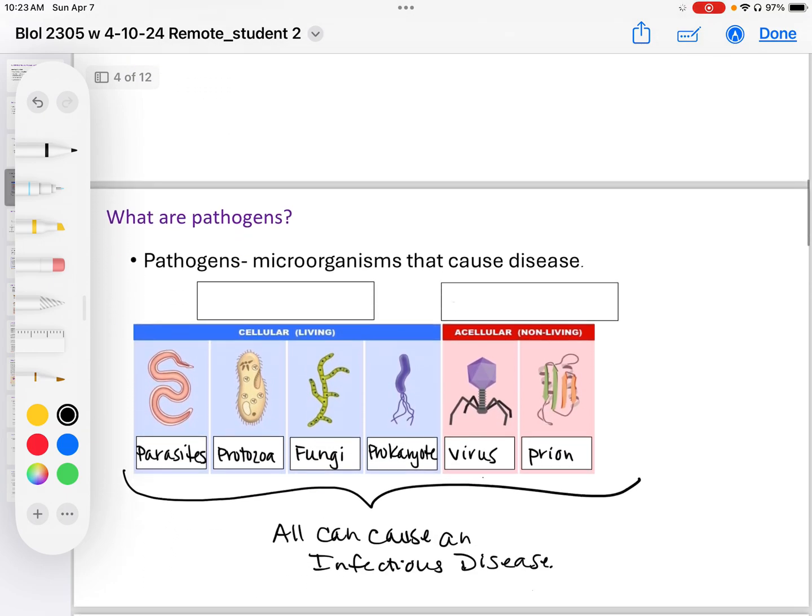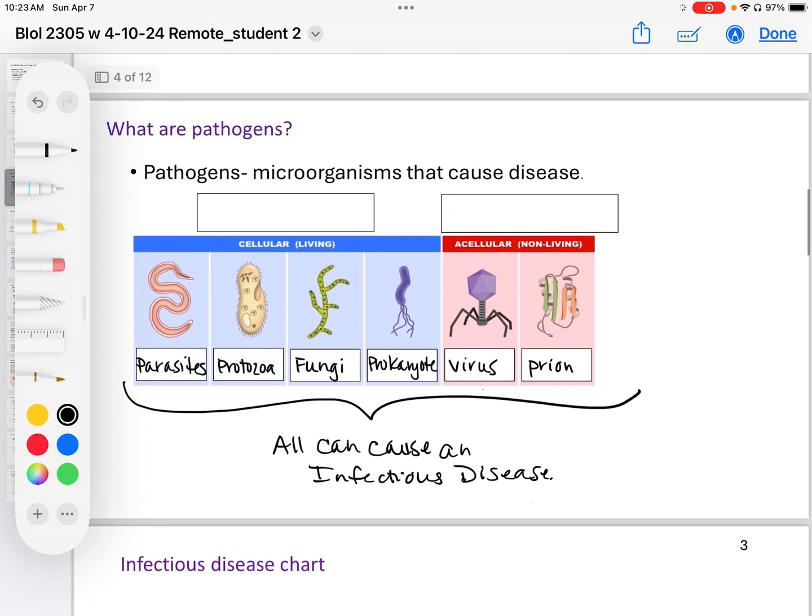So when we're talking about pathogens, we first want to define them. Pathogens are microorganisms that cause disease. And pathogens can fall into two categories. They can be the cellular living category in the blue, or this acellular non-living category on the right, in the red. So on the blue side, this would be our cellular, living category, or what is considered living. And on the right here would be acellular, and this is non-living microbes that are considered non-living.